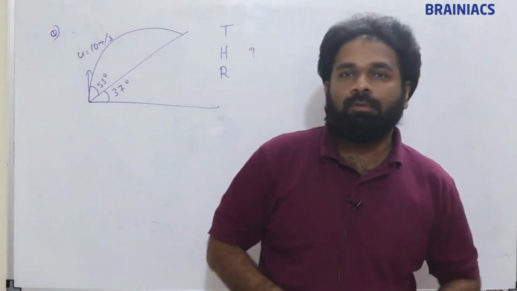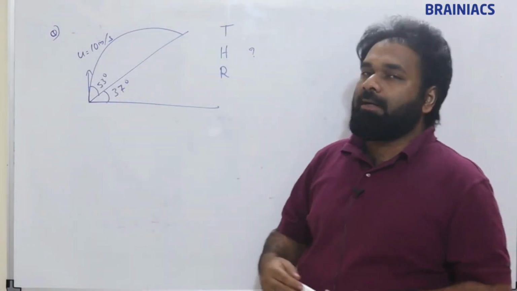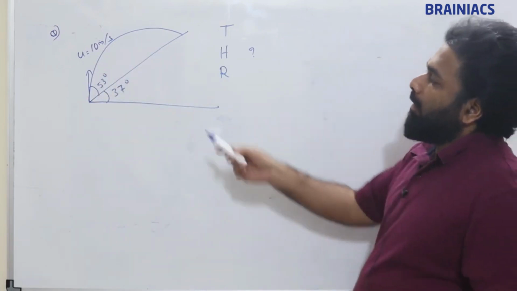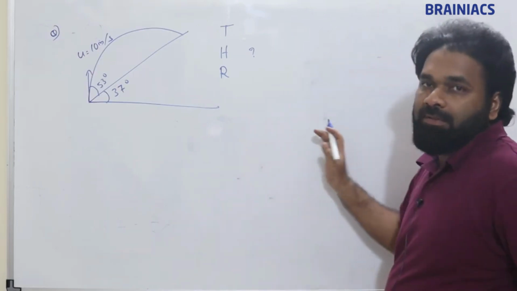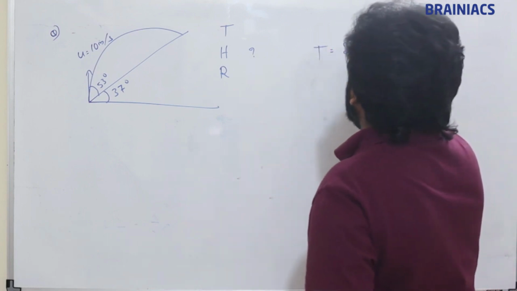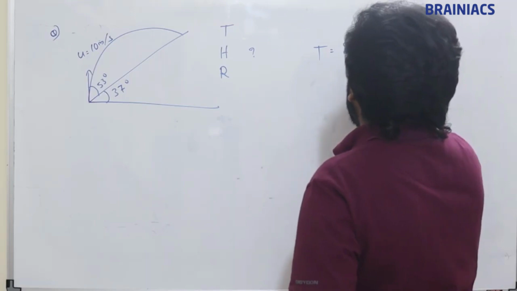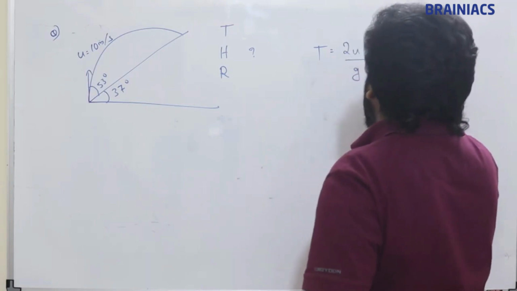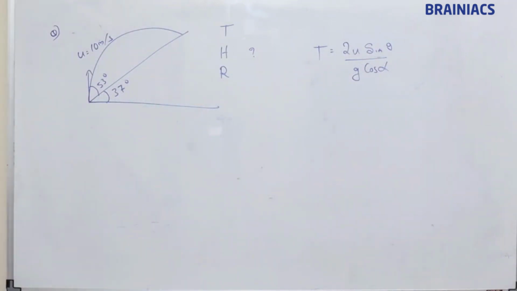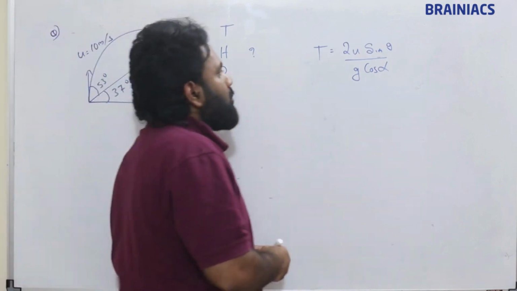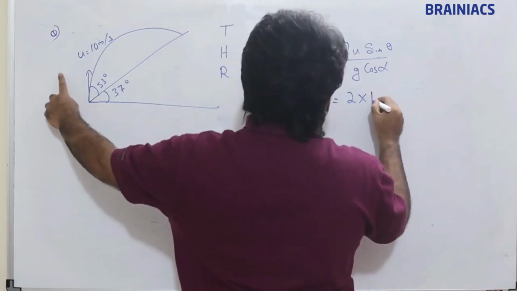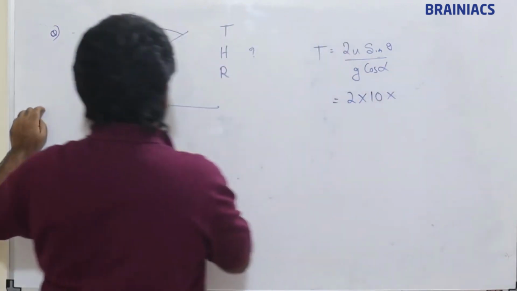Take this question, students. Here the inclined plane angle is 37 degree and angle of projection is 53 degree and the velocity is 10 meter per second. So pause the screen and solve yourself, then verify the answer. Time of flight is equal to 2u sine theta divided by g cos alpha, right? Just making the proper substitution, we will be getting the answer easily.